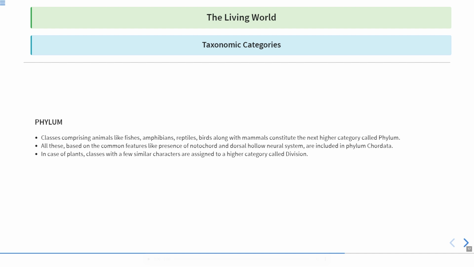All these are based on their common features, like presence of notochord. Fishes have notochord. Amphibians also have notochord. Reptiles, birds, and mammals all have the notochord and also the dorsal hollow neural system. This is one of the very common characteristics of the phylum Chordata. So all these classes are kept in one particular phylum, called Chordata.